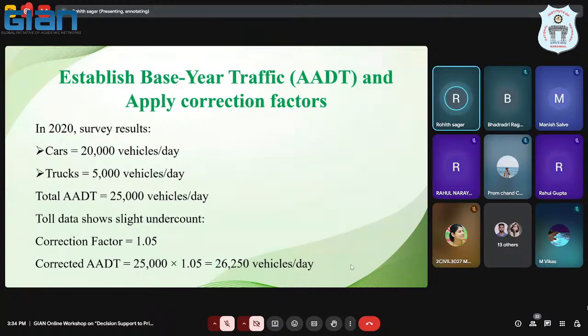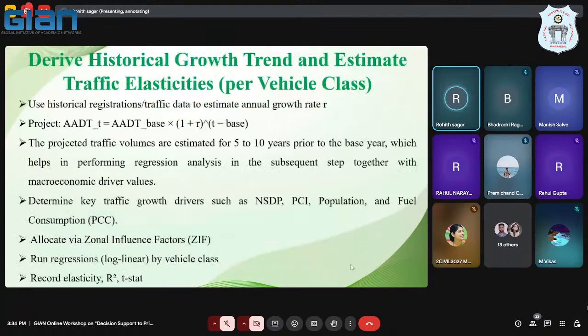So this correction factor is to be evaluated at the starting stage only, so that at the end the toll rate estimation will be accurate. So after this, we will move on to how to derive historical growth trend and how to estimate traffic elasticities.